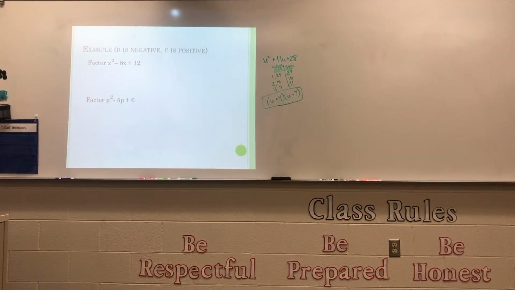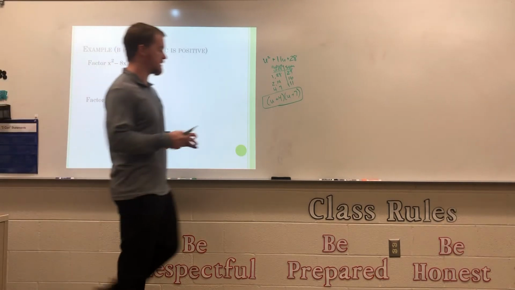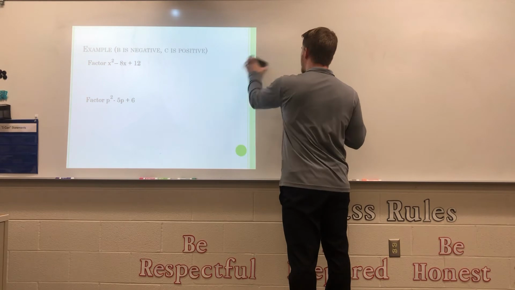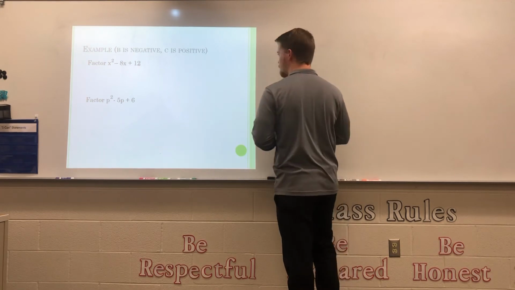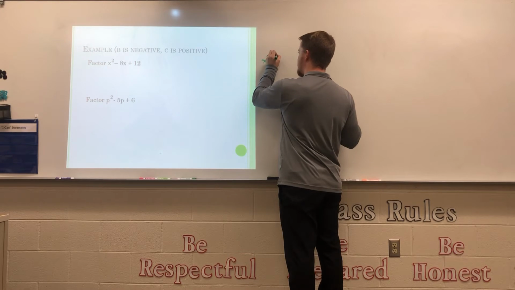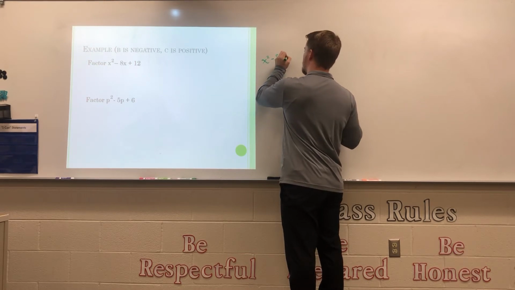All right, so next, what if we have b negative and c positive? You want to think about this one a little bit. So we have x squared minus 8x plus 12.